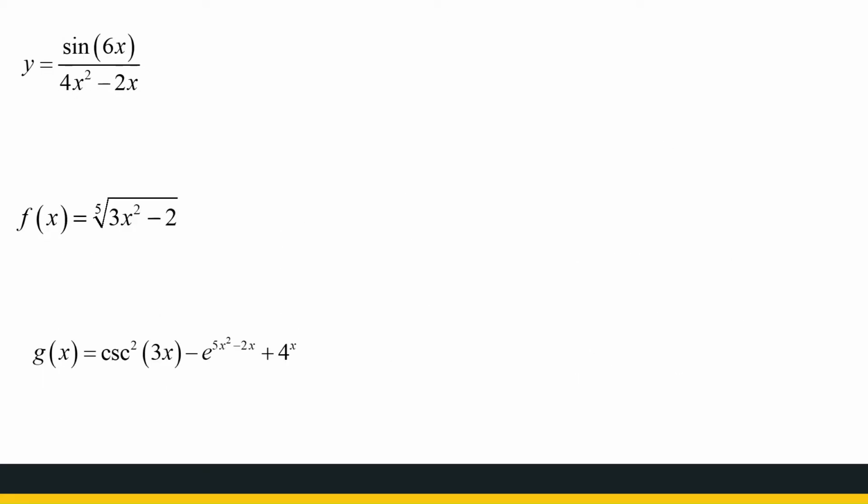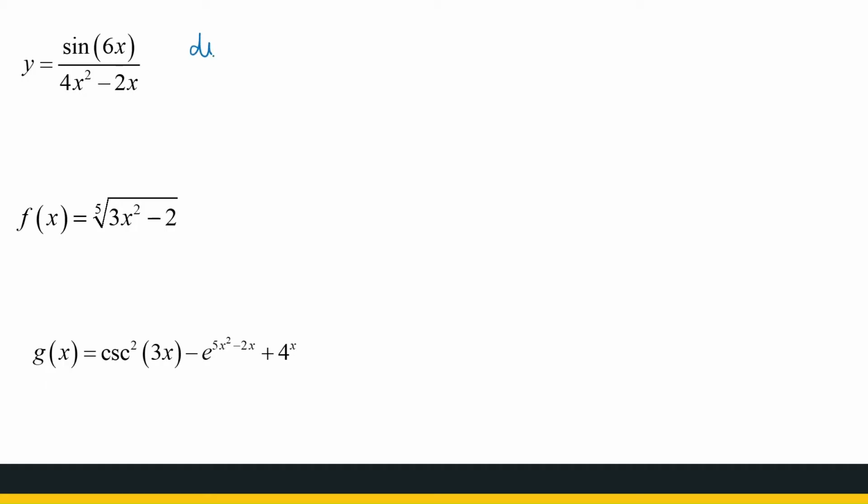So here's the first three functions. So it might be a good idea, whichever way you want to do it, to pause, take down the function, try to differentiate, then watch me do it and check if you're on the right track. So let's see. The first one, we've got the quotient of two functions, sine of 6x divided by 4x squared minus 2x. So we know this is the quotient rule.